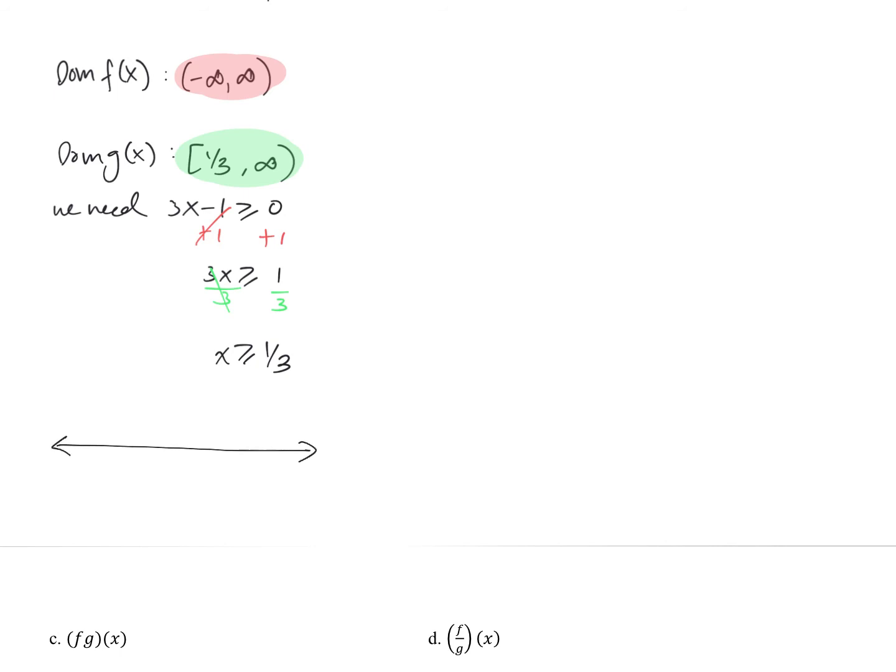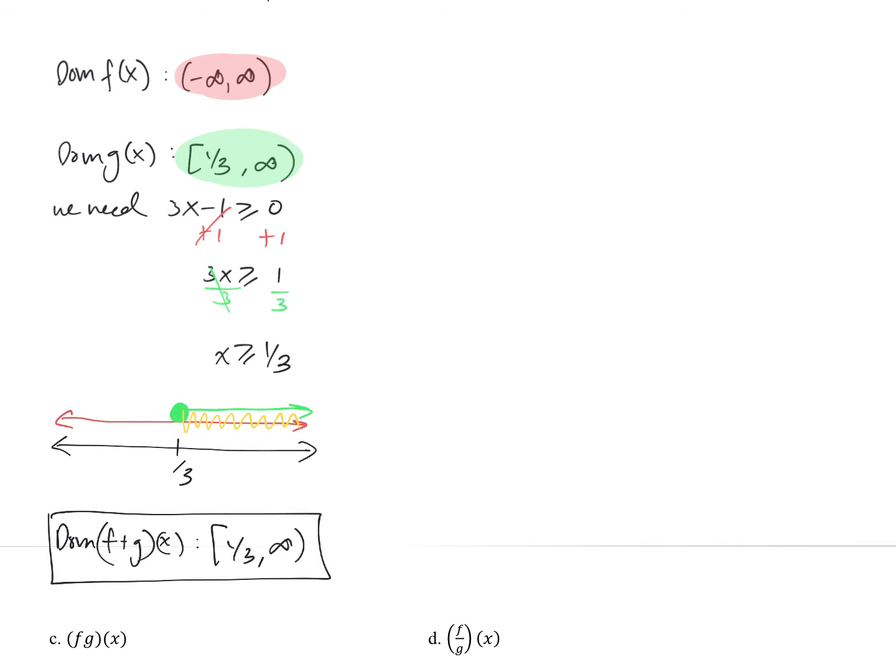Okay, so we have a third and then just infinity for the other. So for negative infinity to positive infinity, that covers the whole shebang. But for the domain of g of x, because we had that radical, we can't allow all numbers. So we can allow a third and anything bigger. And remember, we need the intersection of these to be the domain of f plus g of x. So the intersection is going to be all of these numbers. So the domain of f plus g of x is going to be 1/3 to positive infinity.